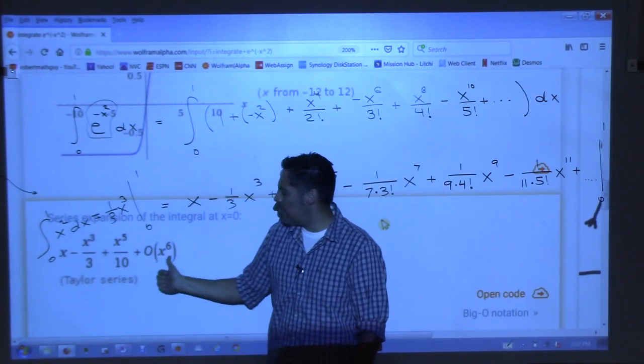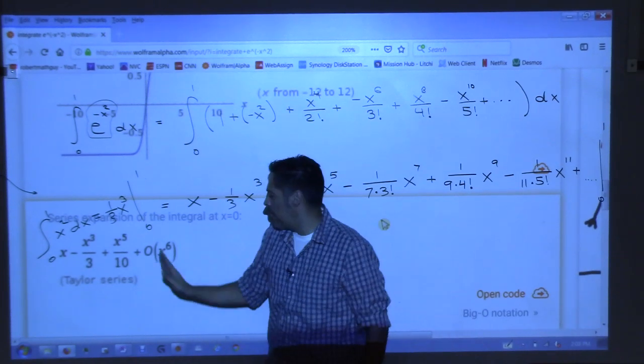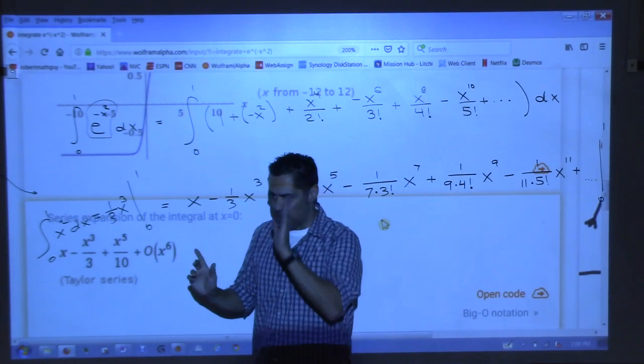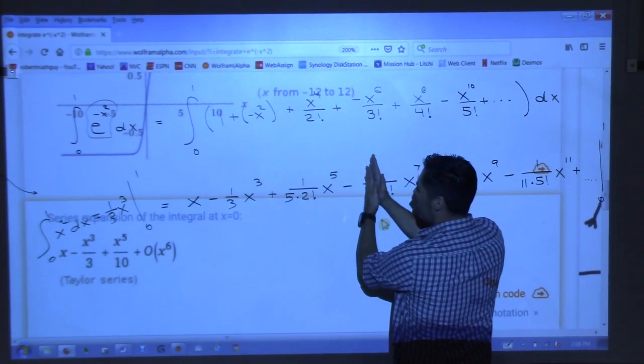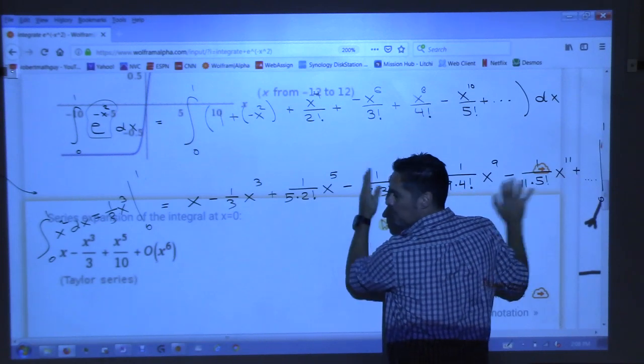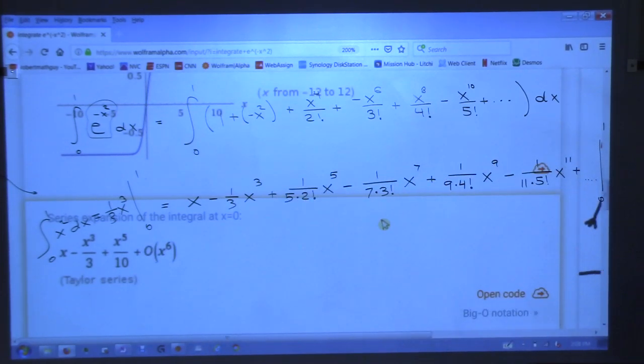And then this right here is just telling you that, yes, there's a bunch of stuff still out there, but it stopped at the 6th power of x. Like, it didn't go past the 6th. So it went out to the 5th, looked for a 6th power, there was none, and so it just says, yeah, there's a bunch of stuff out here. Right? So ignore that. Make sense? Yeah? All right.